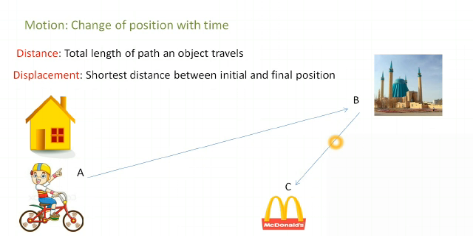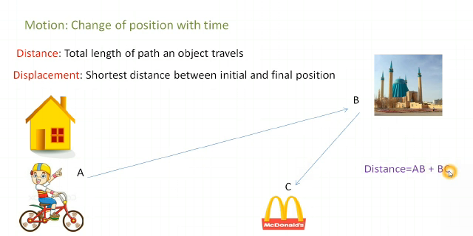Total length of path covered by the boy from home to McDonald's, because he reaches from home to McDonald's. So what is the distance of the boy? It's AB plus BC, right? Distance is AB plus BC, because he covers path AB and then BC.